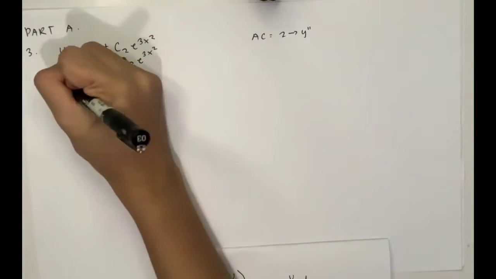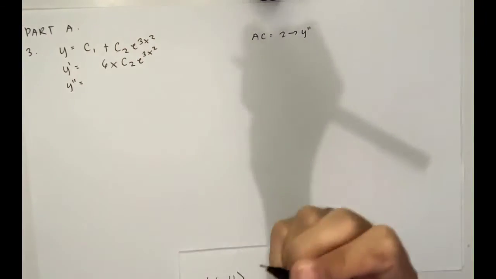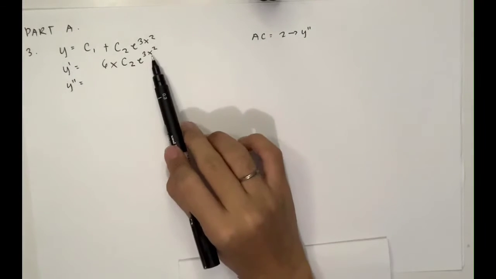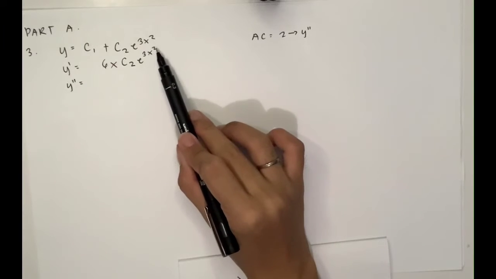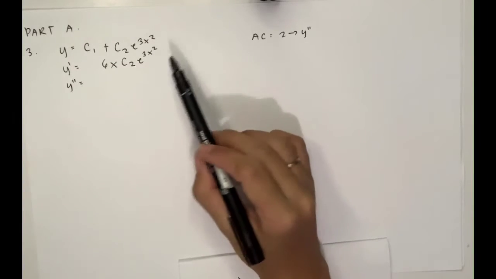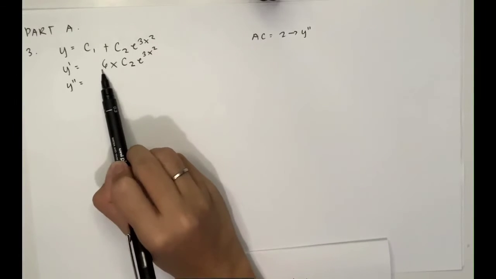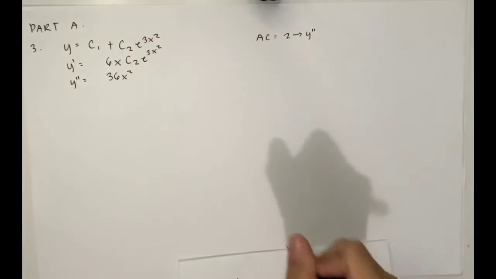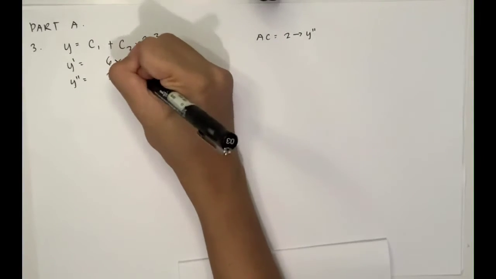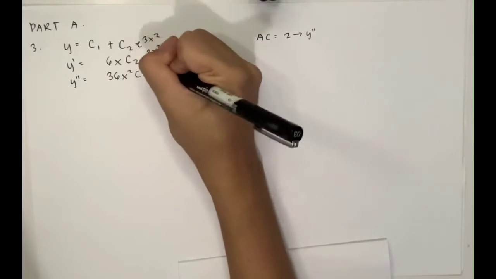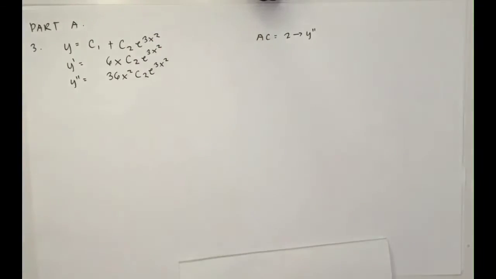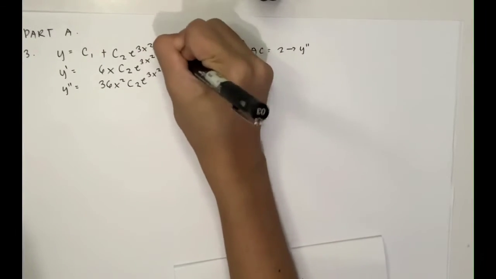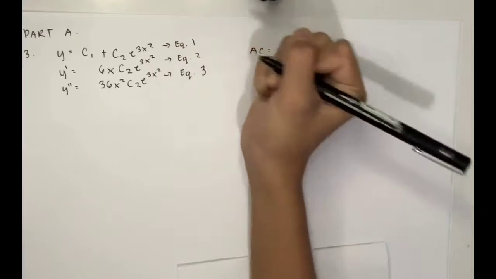From there, we will get our second derivative. So again, 3 times 2, 6, and x raised to 2 minus 1 is x, so we have 6x multiply dito. We will have 36x squared. So 6x times 6x. c sub 2, copy lang, e raised to 3x squared. So after that, we will label this as equation 1, equation 2, and equation 3.